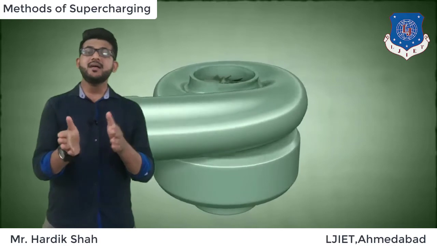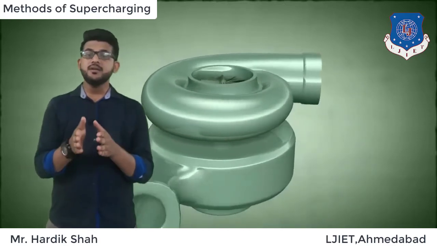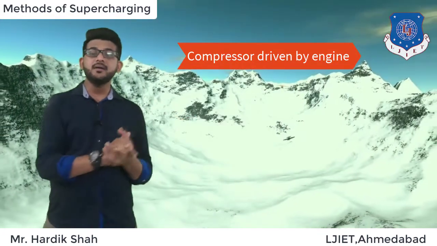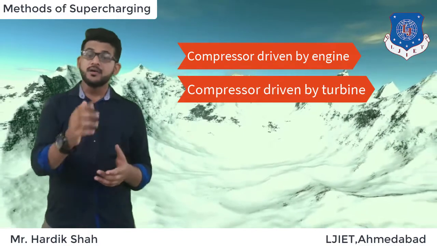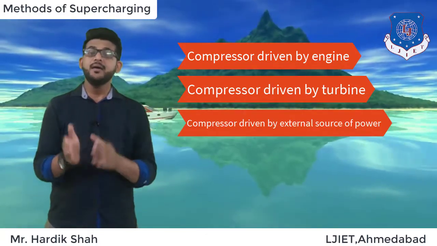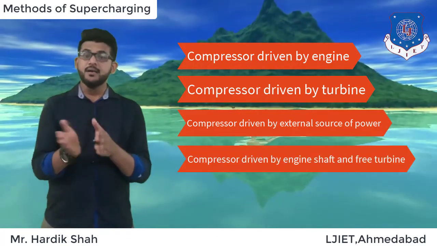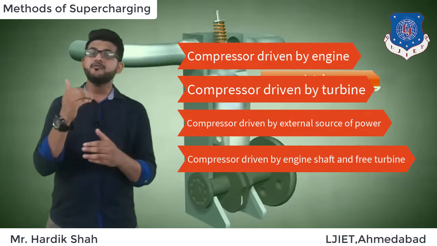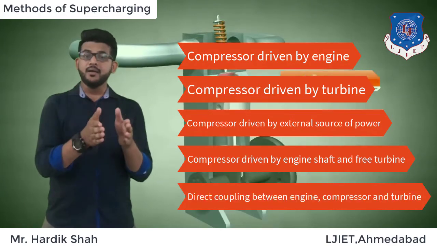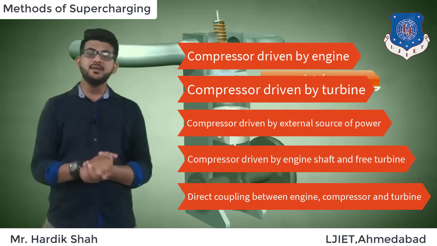First, let's see the methods of supercharging. Basically, there are 5 methods for supercharging in the IC engine. The first one is compressor driven by the engine. Second one is compressor driven by turbine. Third one is compressor driven by external source of power. Fourth one is compressor driven by engine shaft and free turbine. And fifth one is direct coupling between the engine, compressor and turbine. So let's see all these methods.